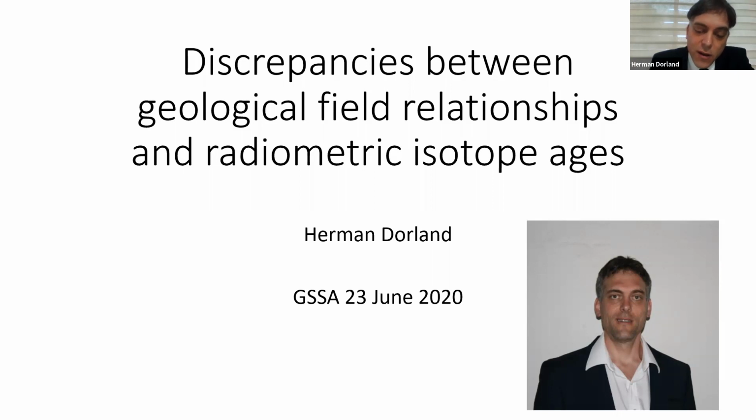But about these relationships, coupled to this, the isotope ages. So sometimes when we know that the oldest rock is at the bottom and the youngest is at the top, but when we date the zircons in these rocks, we see that the older zircon is at the top and the younger zircons are at the bottom. So there's an inverted relationship, and this is a discrepancy between the field relationships and the isotope relationships. So today I want to talk about the discrepancies between geological field relationships and radiometric isotope ages.